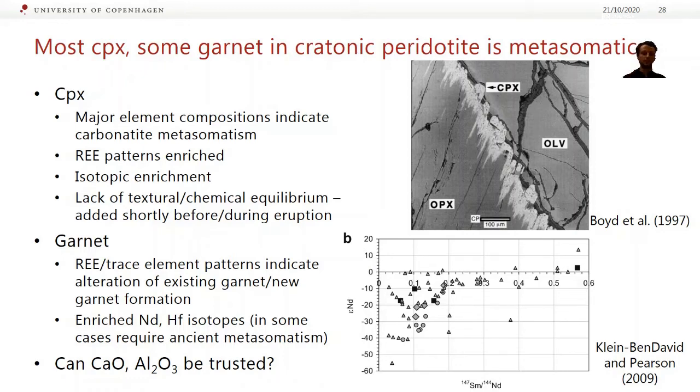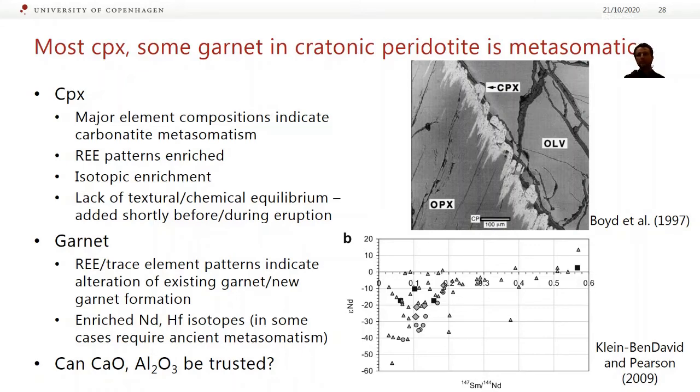In terms of garnet, some of the rare earth element and trace element patterns indicate that these are new metasomatic garnets or potentially alteration of existing garnets. Looking at the hafnium and neodymium isotopes, you can see that some of these garnets actually require very, very ancient metasomatism. So they have extremely negative epsilon neodymium and epsilon hafnium values.